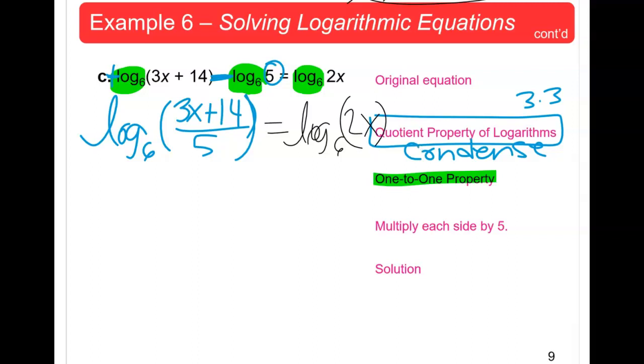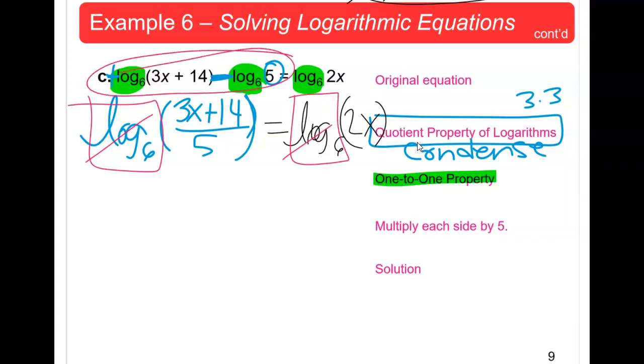Now we can go ahead and apply the one-to-one property because you have log base 6 on both sides only once. You cannot use the one-to-one property unless you have condensed an expression like that. And so after you do that, you will have 3x plus 14 over 5 is equal to 2x on the right side.